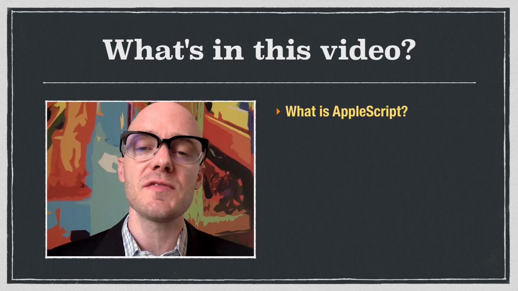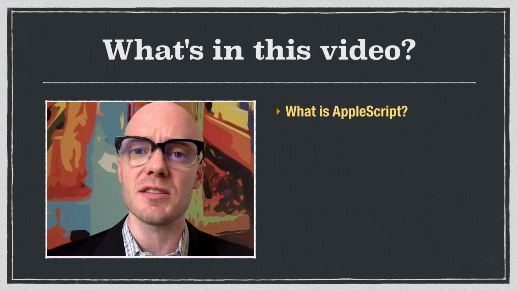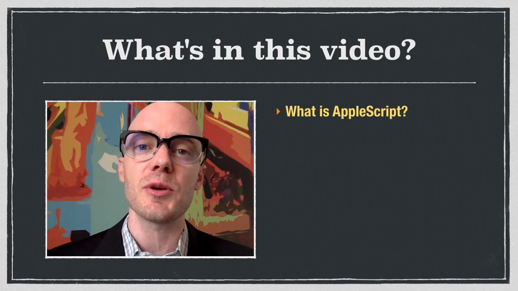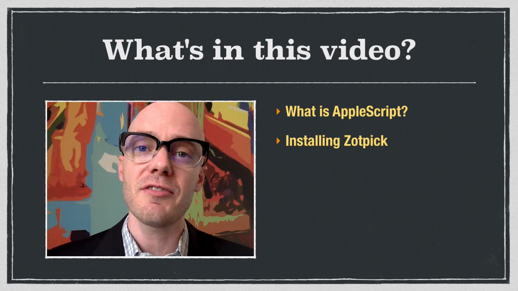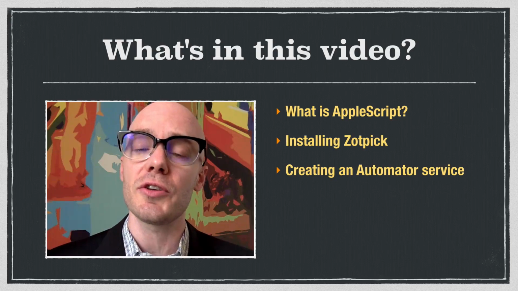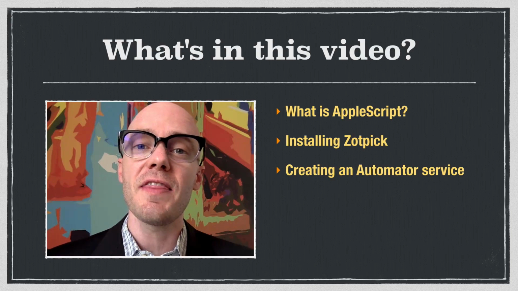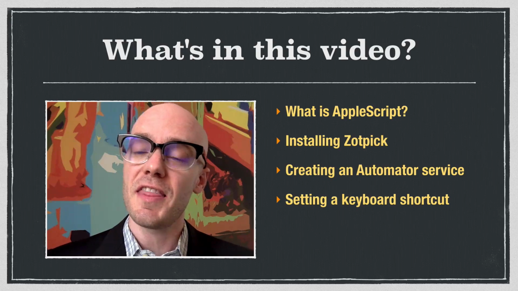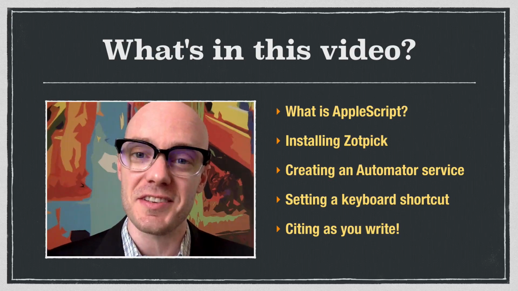The first thing I'm going to do in this video is show you what an AppleScript is. I'll give you a brief definition, and then I'll show you where you can find one particular AppleScript, which is called Zotpick. After that, I'll show you how you can create a service using a program that comes installed on your Mac. It's called Automator. And then I'll show you how to set a keyboard shortcut to quickly trigger that service. And then finally, we'll get to the cite as you write.